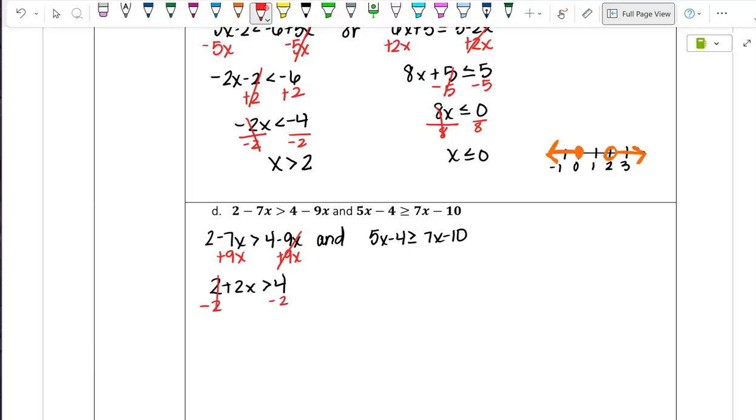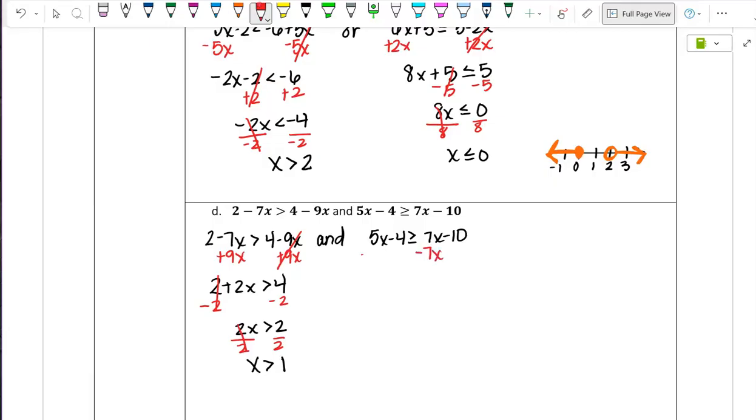Subtract 2 from both sides. 2x is greater than 2. Divide both sides by 2. X is greater than 1. Then we got to go and solve 5x minus 4 is greater than or equal to 7x minus 10.